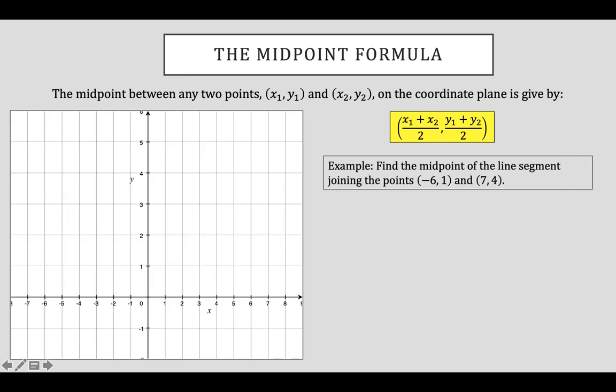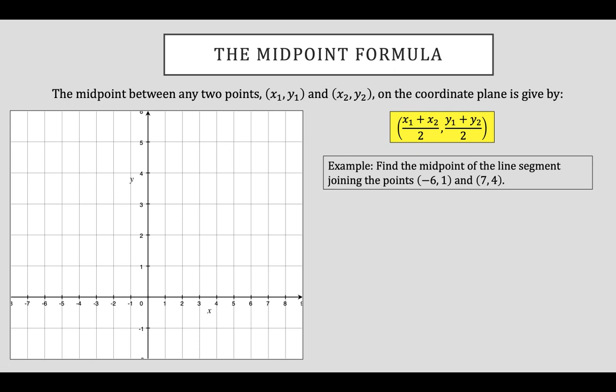Now, when you are finding the midpoint, one thing to keep in mind is that mid should remind you of the middle point. And another word for the middle of two numbers is also called the average. Notice here, you are taking the average of the x-coordinates and the average of the y-coordinates. That is how you're going to find the midpoint.